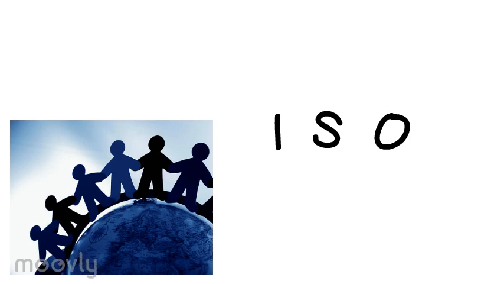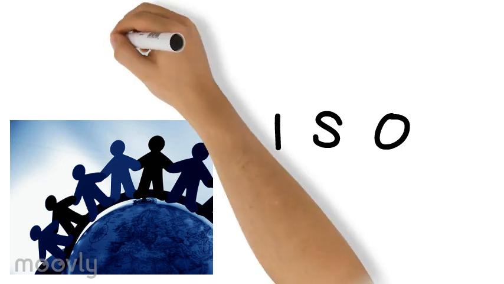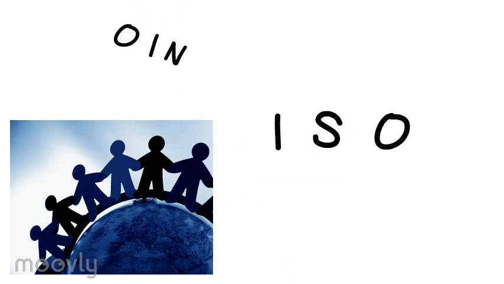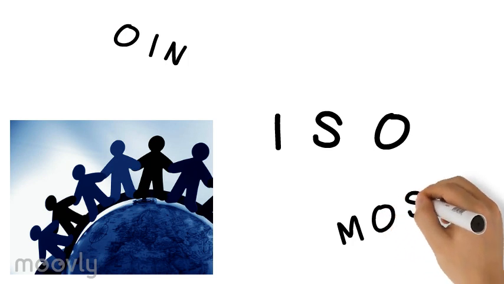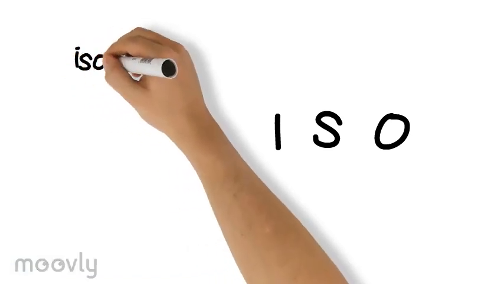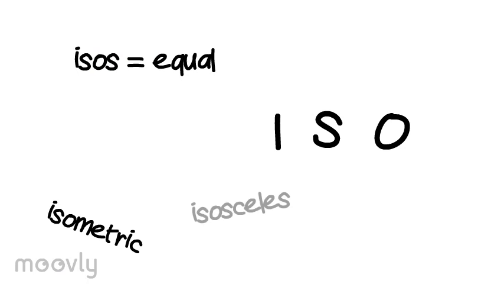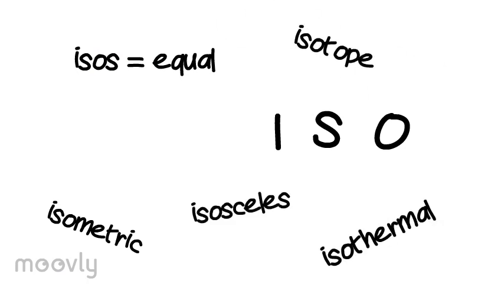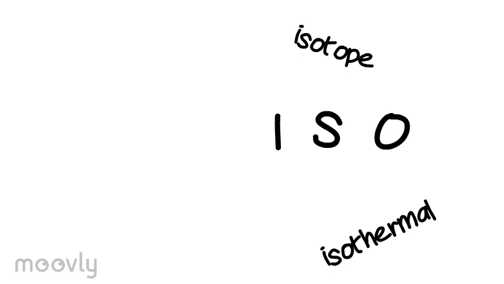Because a name like International Organization for Standardization would have different acronyms in different languages, like IOS in English, or OIN in French, or MOS in Russian, it was decided to give it the short form ISO, from the Greek word isos, meaning equal, as in isometric, isosceles. So, no matter what the language, the official acronym is always ISO.